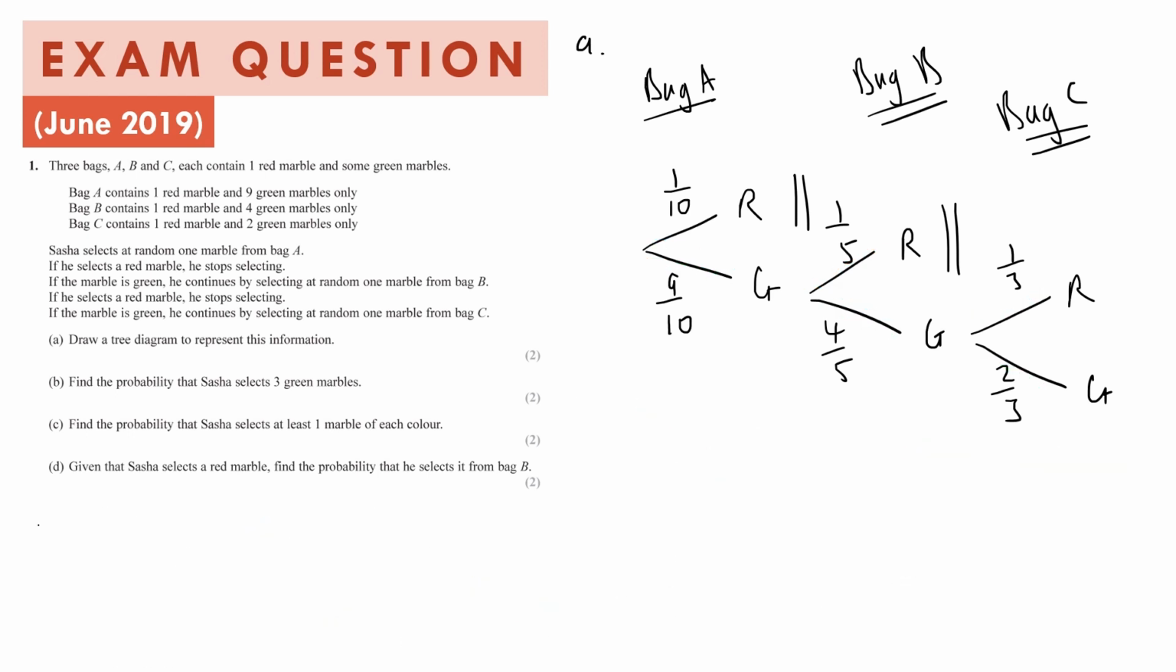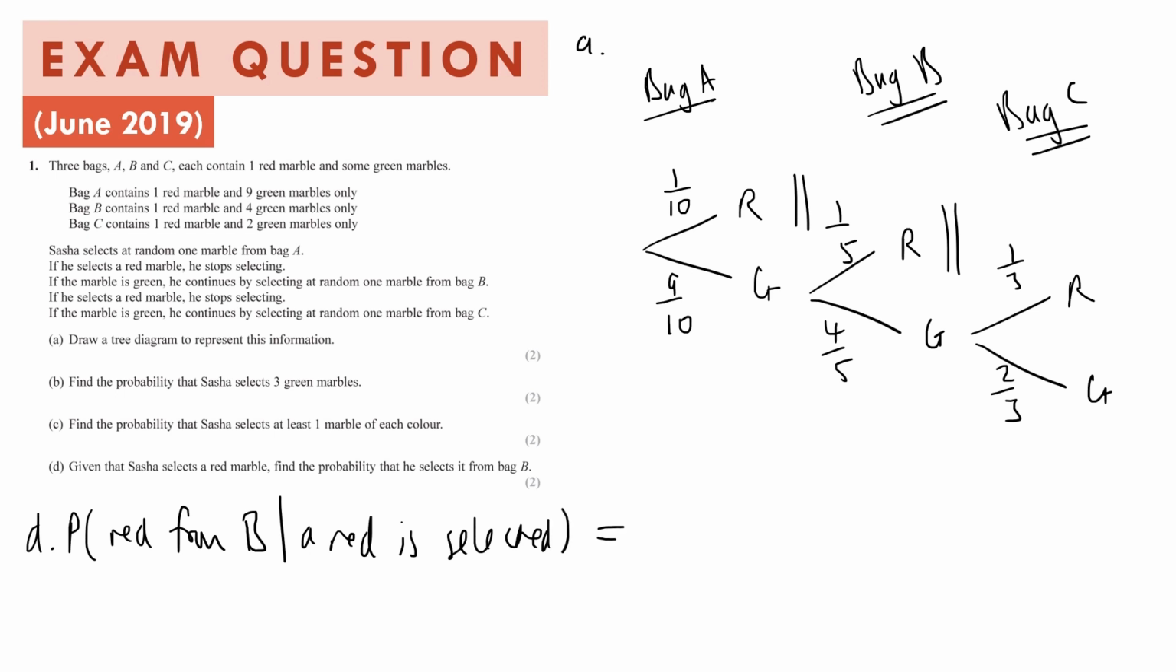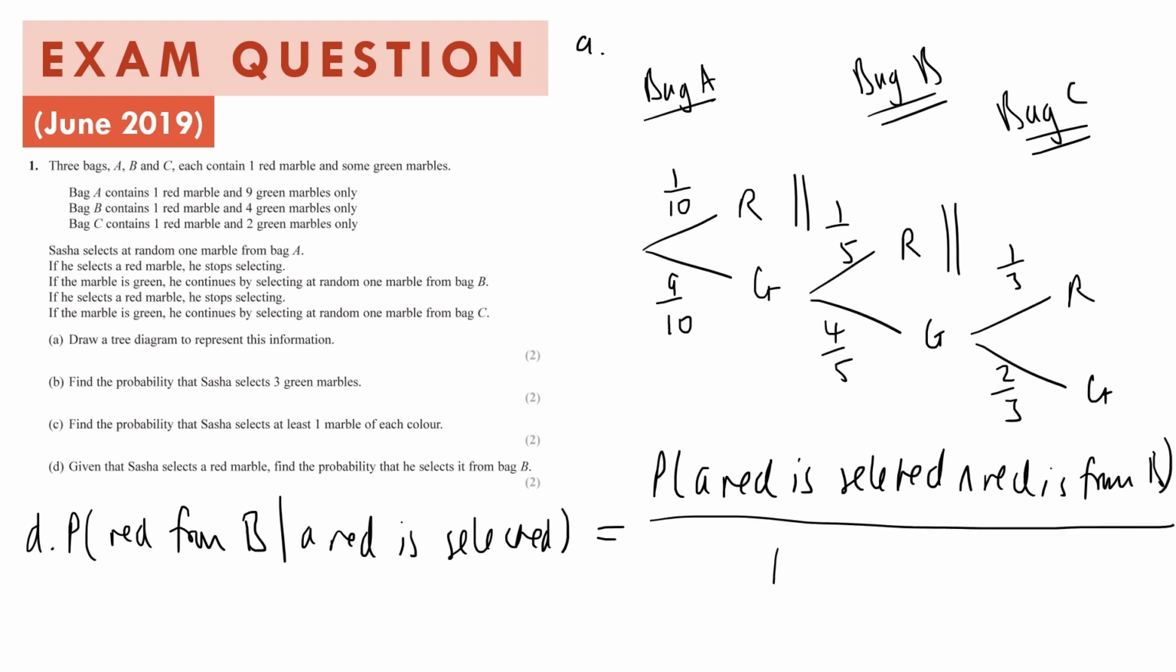And finally, for part D, given that Sasha selects a red marble, find the probability that he selects it from bag B. So we have the probability that the red is selected from B, given that Sasha selects a red. So this is equal to, using our conditional probability formula, the probability that a red is selected and it's from B, over the probability that a red is selected.